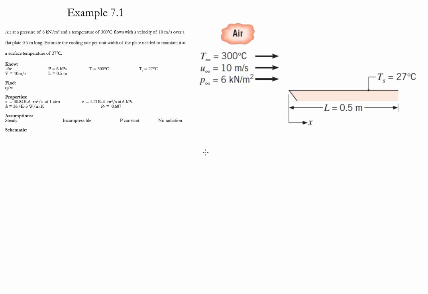in order to maintain the temperature of the plate at 27 Celsius. We assume the problem to be steady, the pressure to be constant, the air to be incompressible, and there to be no radiation. In order to obtain the properties for this problem, we go to the tables in the back of the textbook and notice that the properties are given at 1 atmosphere. However, since the pressure in this problem is in kilopascals, we need to scale the properties to fit this particular pressure. This is simply done by multiplying by the atmospheric pressure, which is 101 kilopascals, and dividing by the current pressure of 6 kilopascals, so that you get the given values.